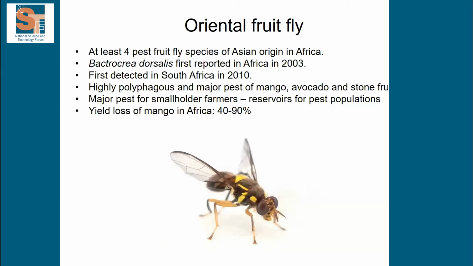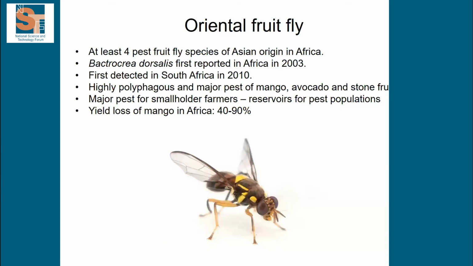This is highly polyphagous, and it's a major pest of everything from carrots to mangoes. This is a big problem in subtropical agriculture especially. Major pests for smallholder farmers. The commercial guys, again, are spraying and controlling at the moment, but the smallholder farmers interspersed between the commercial farms are now reservoirs for pest populations. In Africa, the yield loss of mango is between 40 and 90%. So this is a severe worry for us, especially for smallholder farmers, but again, the commercial guys must watch out for this thing.